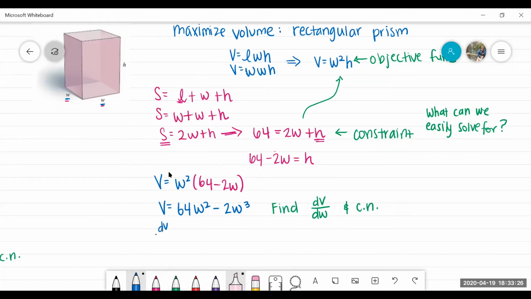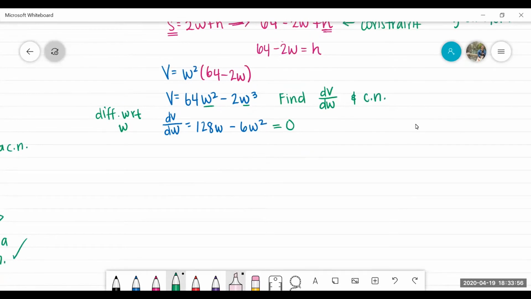So dV/dW, and last time I made this note, we're going to differentiate with respect to W. So it is equal to 64 times 2 is 128W minus 6W squared. And because we're finding those critical numbers, we're going to set that equal to 0. We can factor out a 2 between these two. 128 is not divisible by 3, so I can't take out a whole 6, but I can take out a 2W. This leaves us with 64 minus 3W, and they're both equal to 0, right?